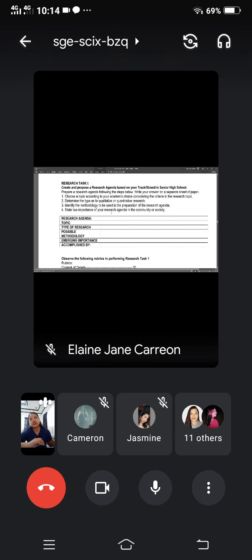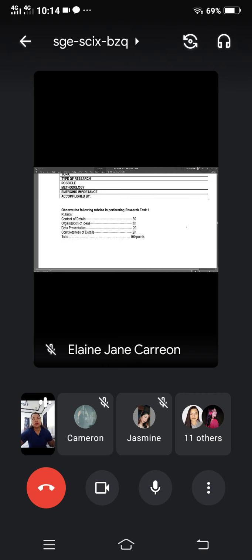So, as your research task number 1, you are going to create and propose a research agenda based on your track and senior high school. Your research agenda should be aligned with the UMS. Your topic, you can choose. You can choose from the 4 I listed: students, teachers, community, and government. Next, type of research, it is up to you. Possible methodology, emerging importance, and accomplished by, of course, your groupmates. Members, readers, plus the members. Okay?